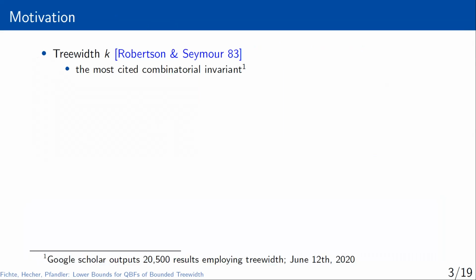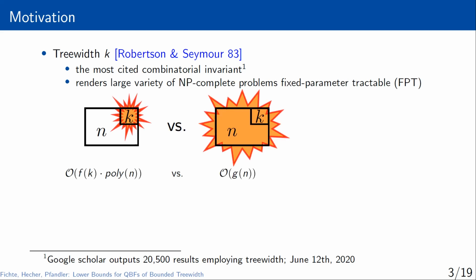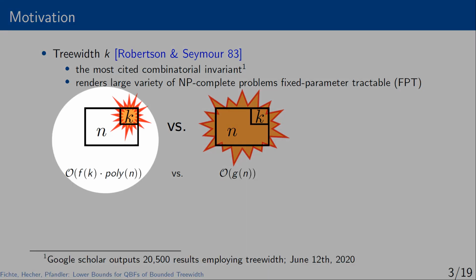While treewidth was originally defined for graphs by Robertson and Seymour in a series of papers, nowadays having bounded treewidth k can be seen as one of the most cited combinatorial invariants. In fact, assuming instances of treewidth k renders a large variety of NP-complete problems tractable. We call this tractability fixed-parameter tractability since it depends on fixing the parameter treewidth k. In such fixed-parameter tractable or FPT algorithms for treewidth, the complexity or the hardness of a given problem is confined to this parameter treewidth.